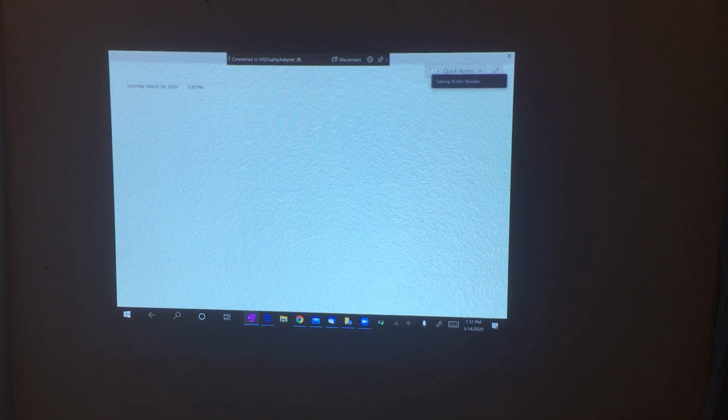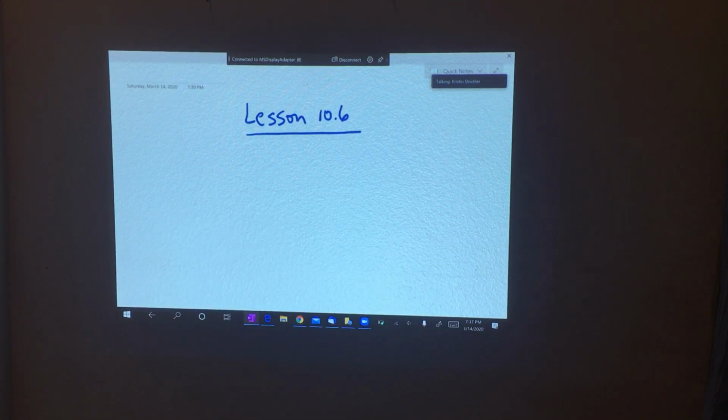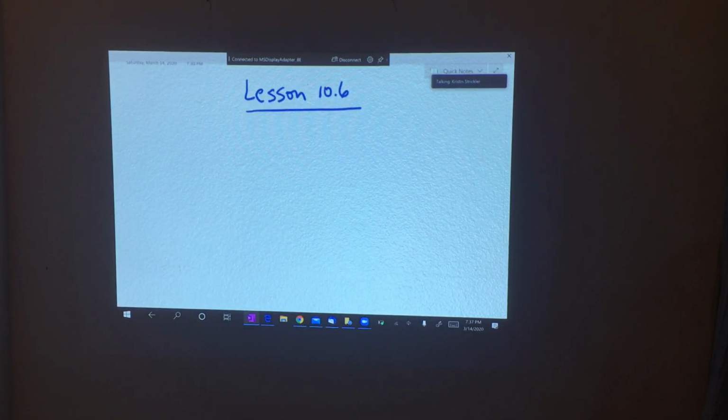And here is our next section. We're not doing lesson 10.5. We're going to skip to 10.6 because 10.5 is very long. We will only do 10.5 on Wednesday, and we can get this done now for Monday.